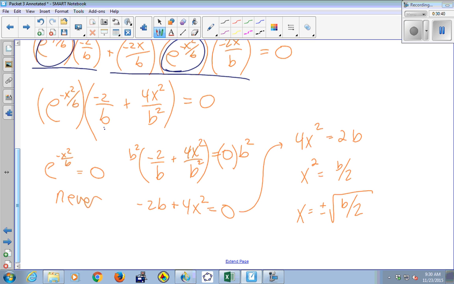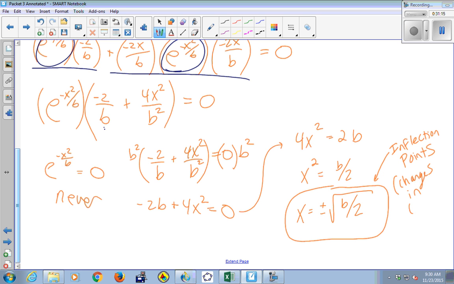All right, what are those x values? What was I just solving for? I set the second derivative equal to 0 and I solved. What happens when the second derivative is 0? I was looking for changes in concavity. Yeah. So these are inflection points. Changes in concavity. Okay. Plus or minus root b over 2.